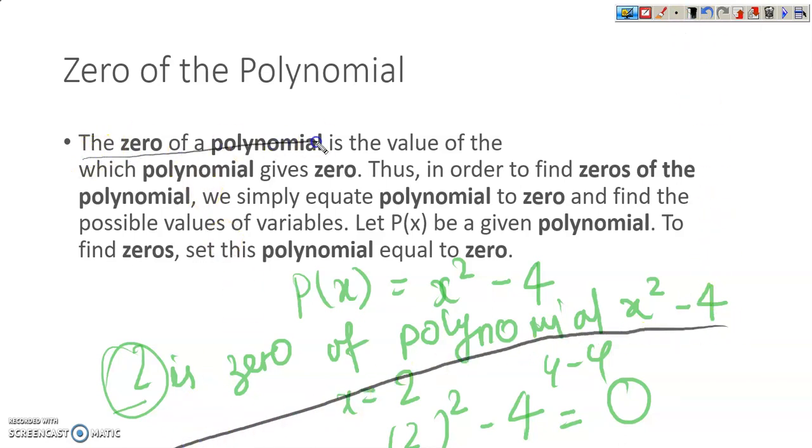Here, the zero of the polynomial is the value for which the polynomial gives 0. Like here, 2 is making this polynomial equal to 0. So 2 is the zero of the polynomial.